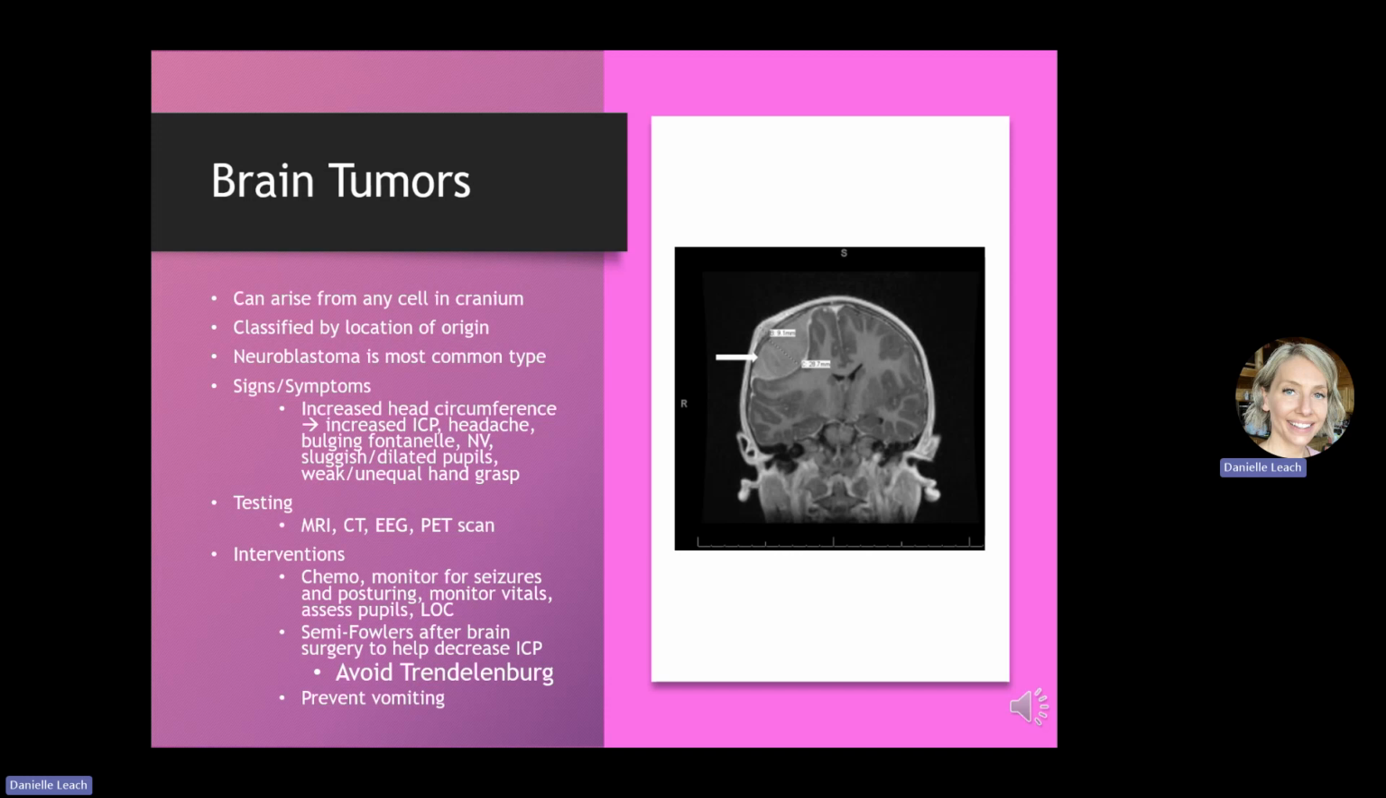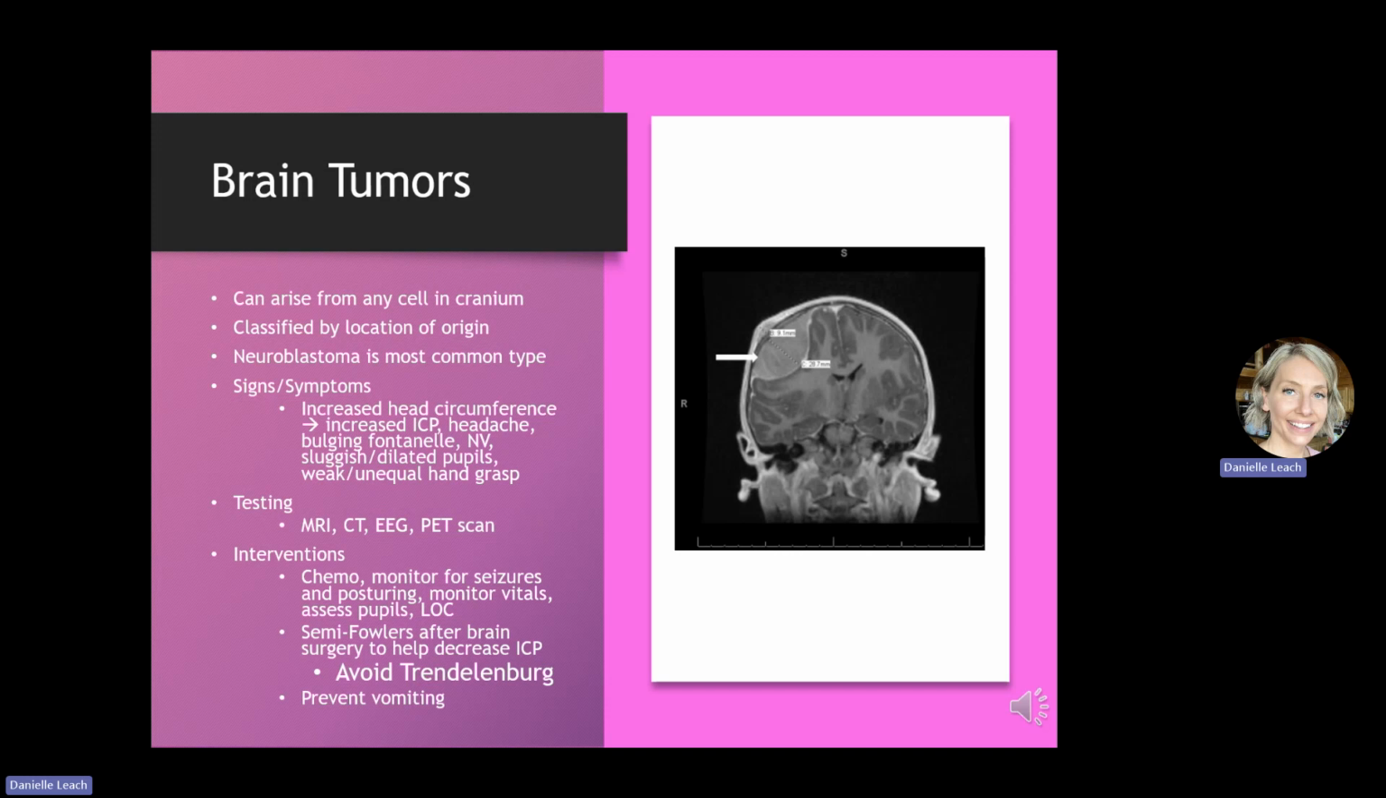They could also have a headache, a bulging fontanelle, again if they're an infant, nausea and vomiting, pupils that are either sluggish or dilated, weak, unequal hand grips. Testing wise, we can do scans to visualize the tumor in the cranium, MRIs, CT, PET scans, and then electroencephalograms to view the electrical activity in the brain.